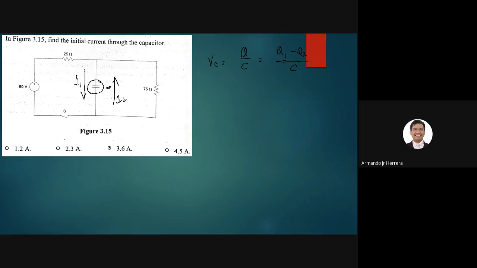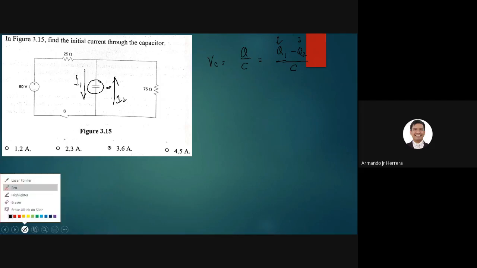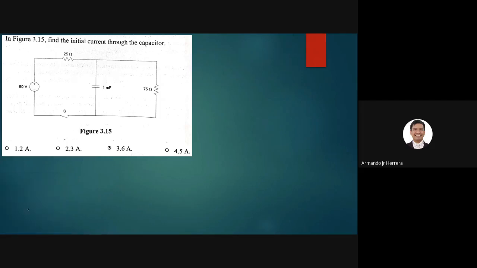So since meron tayong dalawang current. So para maiwasan ulit natin yung mahiwagang dalawang variables na yan, pwede nating pagpalitin. So this will be my resistor, 75 ohms. And then this will be my capacitor, 1 millifarad. So analyze natin using mesh analysis or in extension of Kirchhoff voltage law.